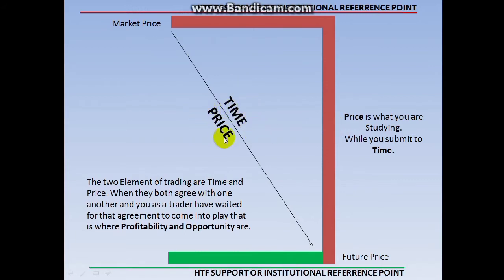We are committed to time and price. In other words, price is what you are studying as a trader, while you submit to time. The difference between the market price and the future price, these two institutional reference points, is time and price. The exact time it is going to take for price to move from this level down to this anticipated future price level is unknown to us as traders. So the concept of time and price is very important. We have to be committed to it if we want to see profitability and certain opportunities.